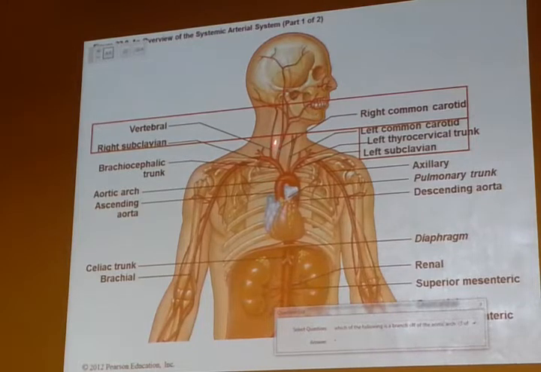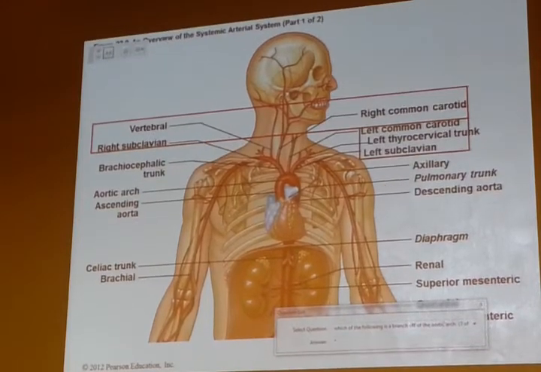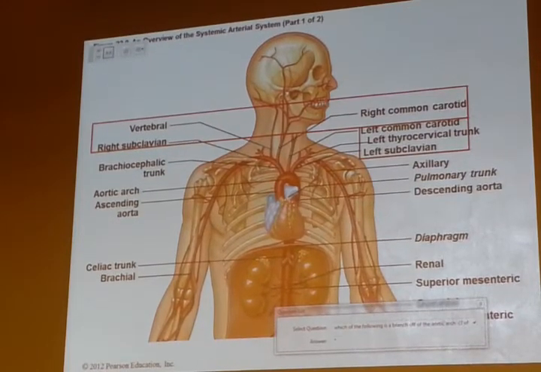The next branch still goes to the head. This is going to go up the back of the neck. You probably all know where your carotid artery is. That's where you feel your pulse on the side of your neck. That's your carotid pulse. Vertebral goes up in the back.